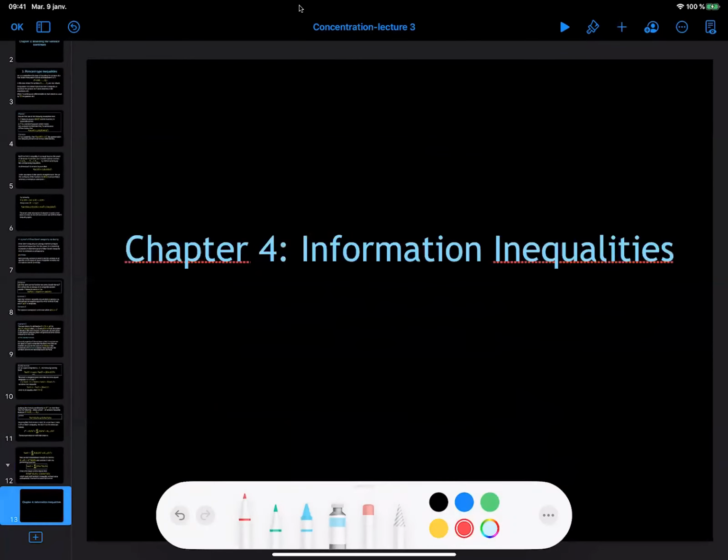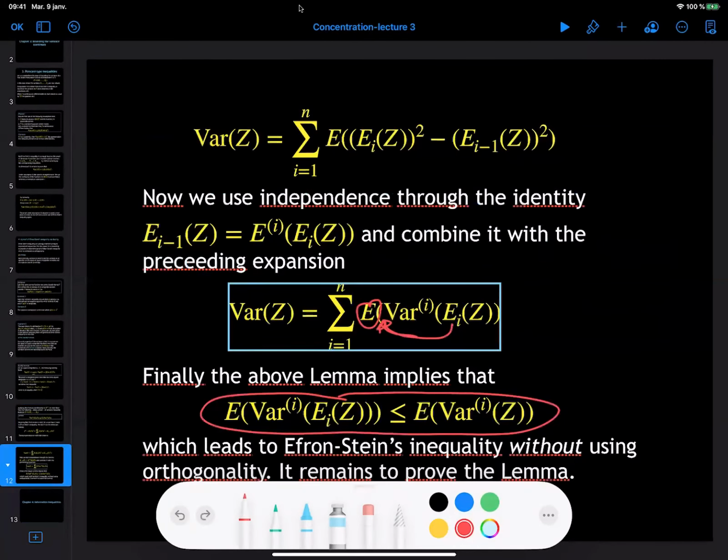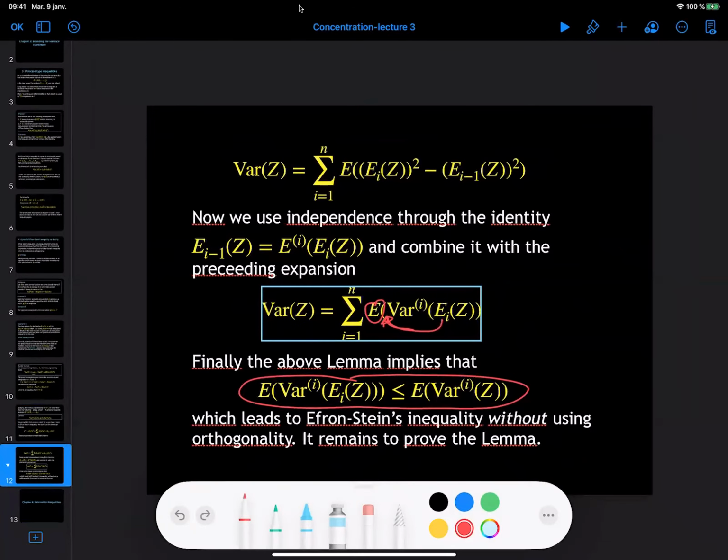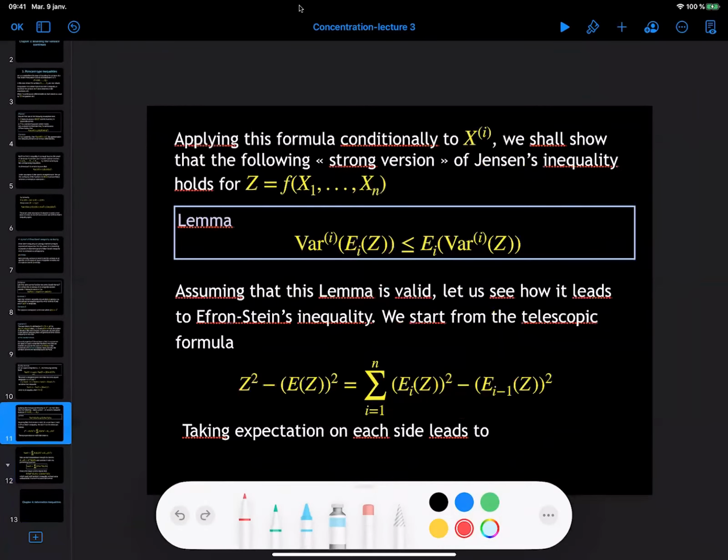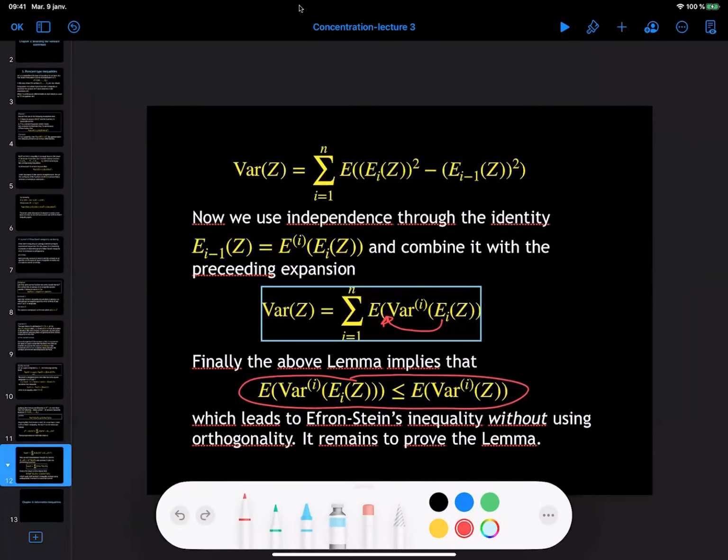So let's see the proof of the lemma now.